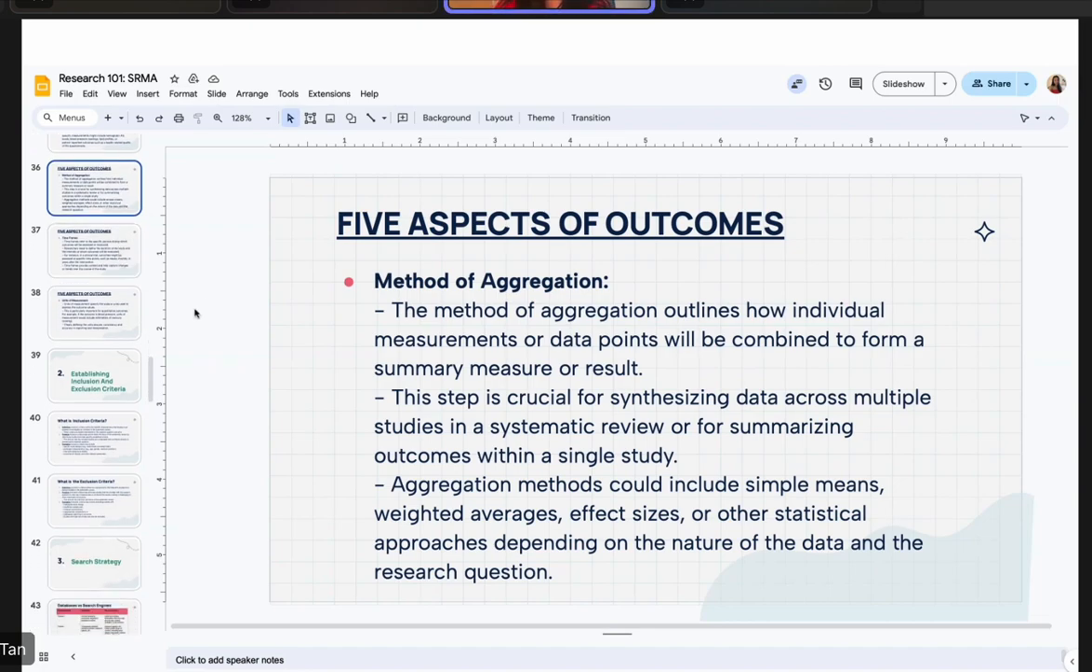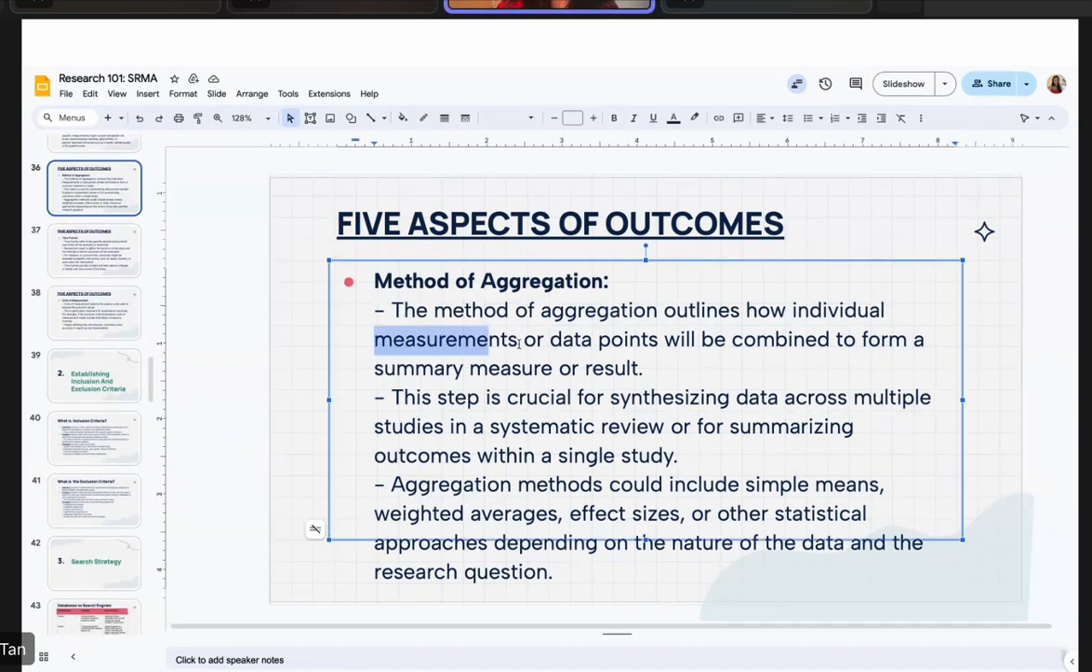And you have your method of aggregation, which is how the measurements or data points will be combined to form a summary measure or result. This step is crucial for synthesizing data across multiple studies in a systematic review or for summarizing outcomes within a single study. Aggregation could include simple means, weighted averages, effect sizes, or other statistical approaches depending on the nature of the data and the research question. So again, there are all of these different studies from different hospitals, and you need to find a way to aggregate and sum all of it up to make one nice review.